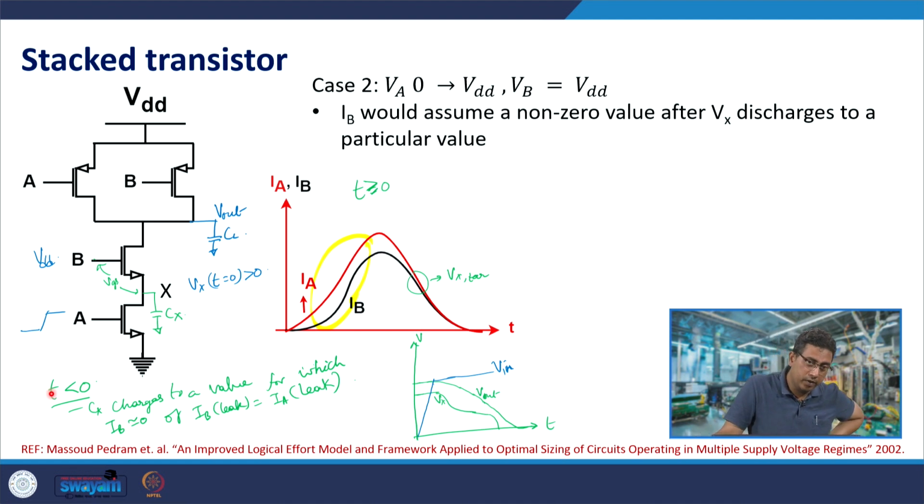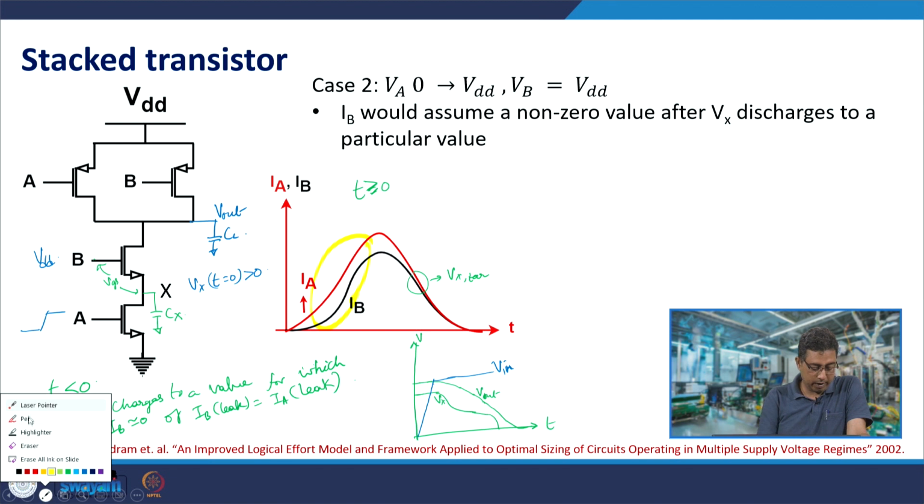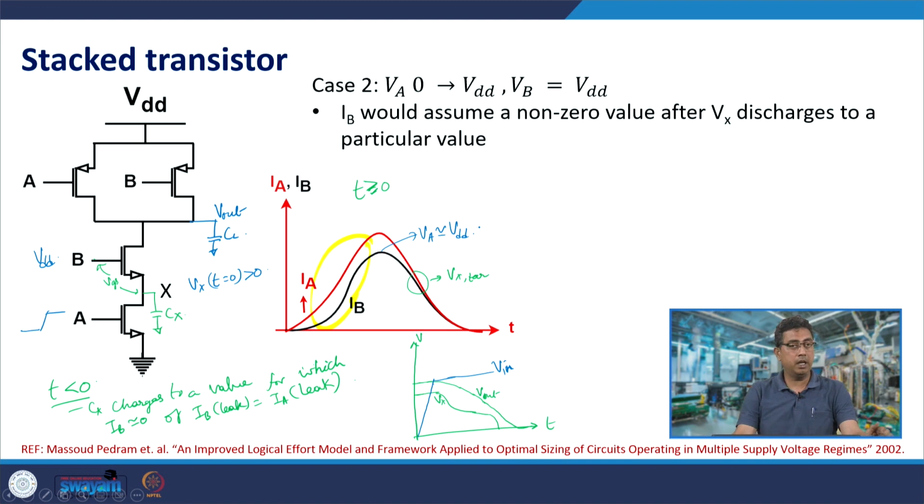Once node X discharges to a significant value, then the current IB also increases, and by that time VA has reached VDD. So, by this time you would find that VA has almost reached VDD. So, any reduction in Vx now would result in a reduction in IA. That would result in an increase in Vx, because IA is reducing and IB is having a certain value. So, that would result in an increase in Vx.